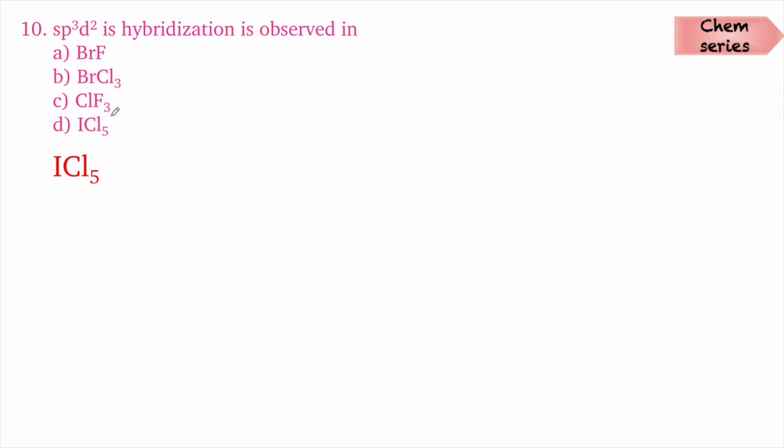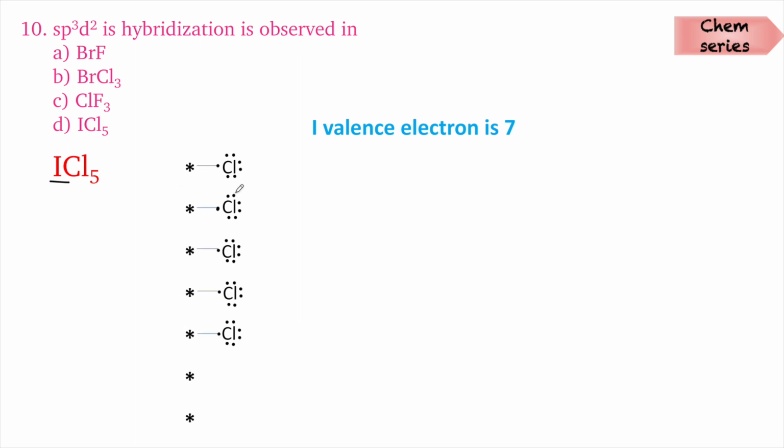So ClF3 I have already worked out, so I am not doing this right now. For ICl5, iodine will be your central atom and the valence electron is 7. And we have 5 chlorine atoms, so it takes up 5 valence electrons of iodine to form 5 single bonds. So remaining 2 valence electrons of iodine will be left as non-bonded electrons, which is nothing but 1 lone pair.